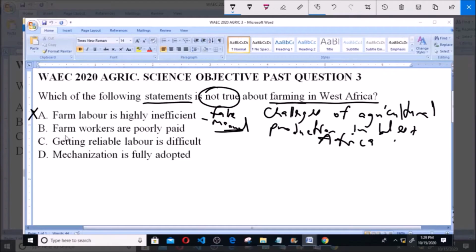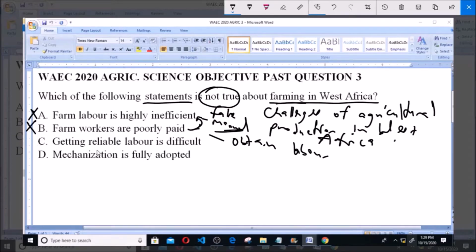Now option B says farm workers are poorly paid. Now this is also related to option A, which talks about farm labor. I stated that farm labor is mainly manual, and it is often very difficult in West Africa to obtain the service of laborers. And even when they manage to obtain the service of laborers, the pay is not very good. So this is also correct as it relates to farming in West Africa, and it's not the answer to this question.